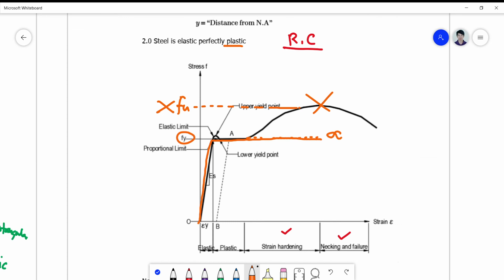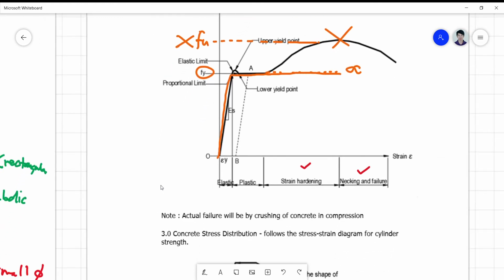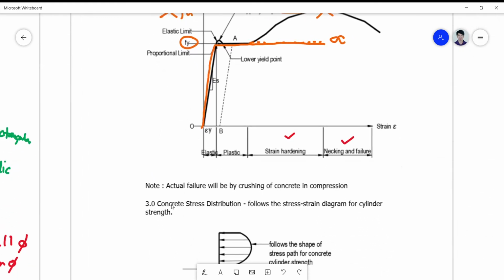Okay, so the third assumption, okay, take note, before we go to the third assumption, take note that the actual failure will be by crushing of the concrete in compression. Always. There's no tendency for steel to fail. It is only the concrete that will fail in crushing due to compression failure because of this assumption.